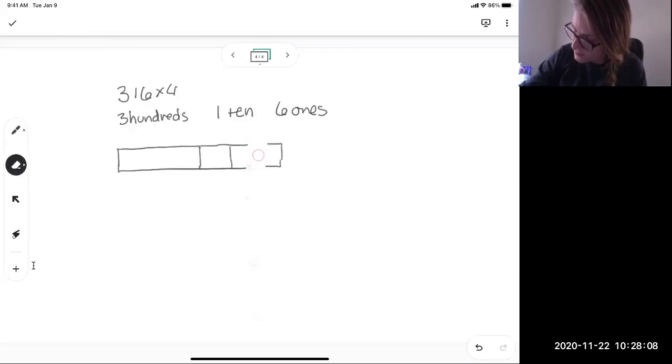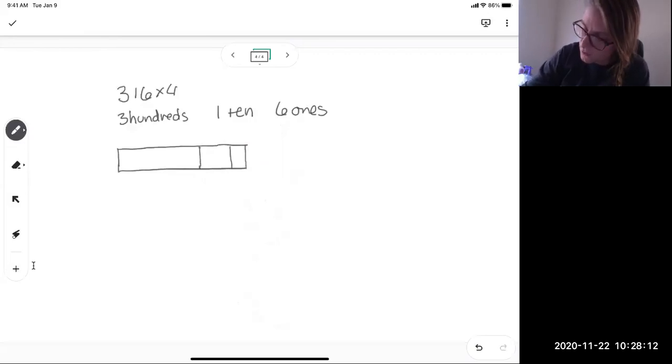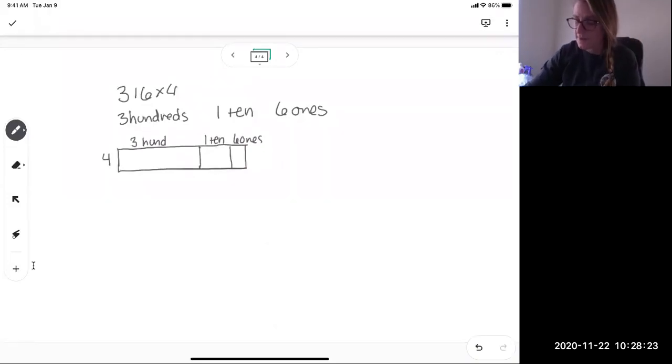Actually, my rectangle's a little long here, so shorten that up. Okay, so 3 hundreds, 1 ten, 6 ones. And our width is 4. The reason why our width is 4 is because we're multiplying by 4.